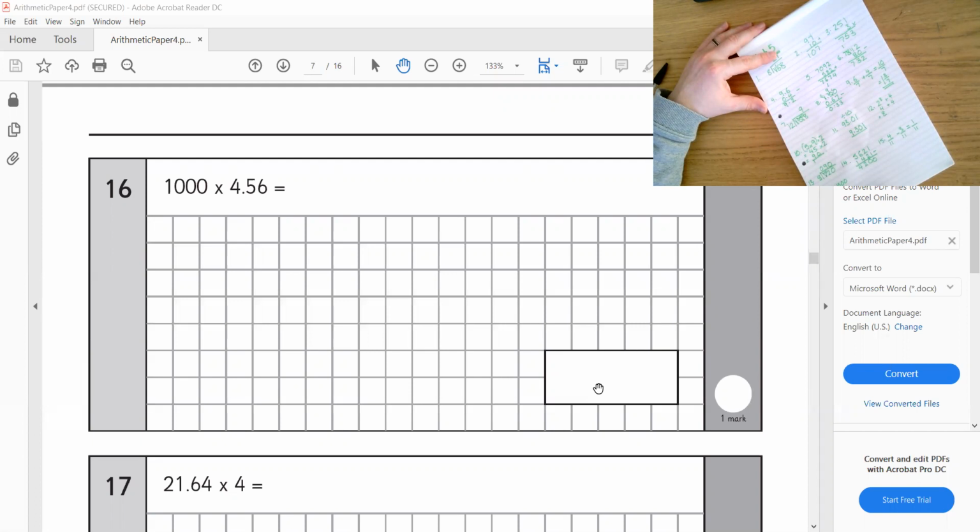This 6 now then is 1, 2, 3 in the tens column. That means that this 5 would be 1, 2 in the hundreds column. And that means this 4 is 1, 2, 3 in the thousands column. And then I've got no ones, no tenths, no hundredths. So my answer then should be 4,560.